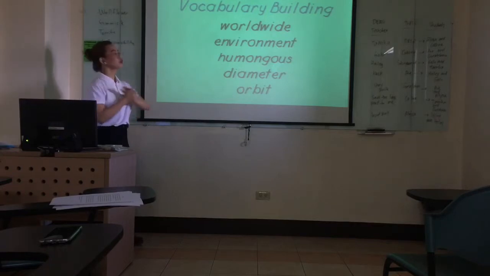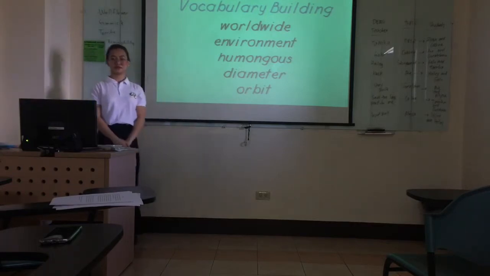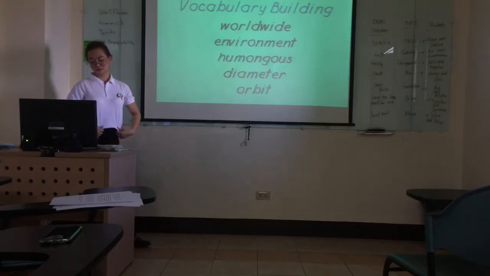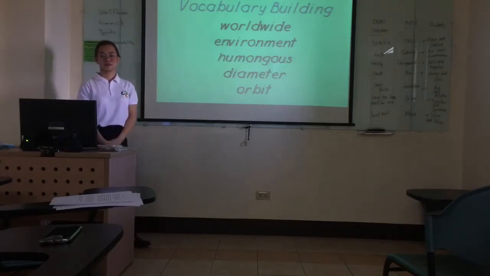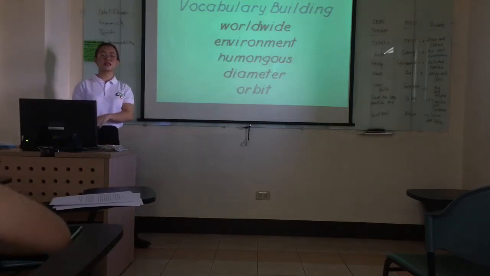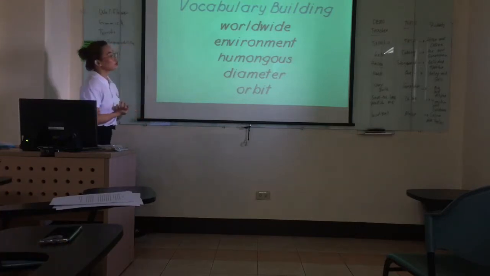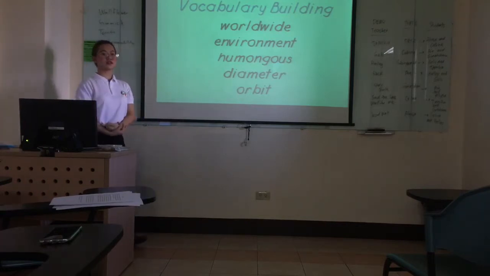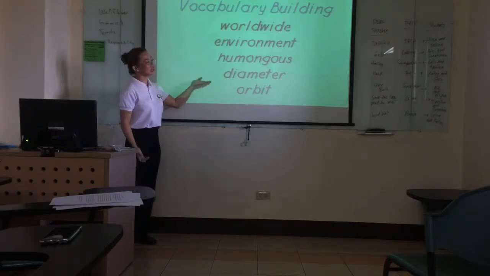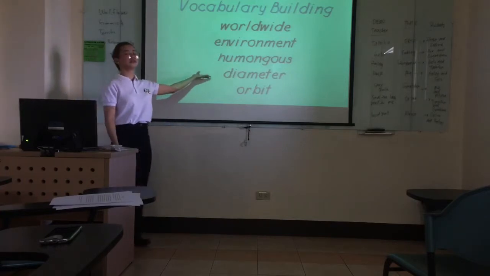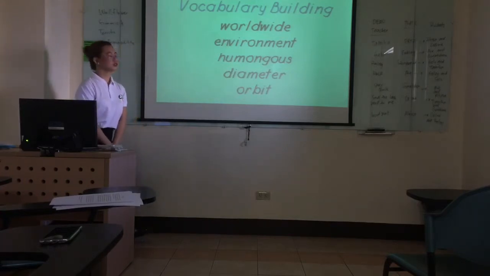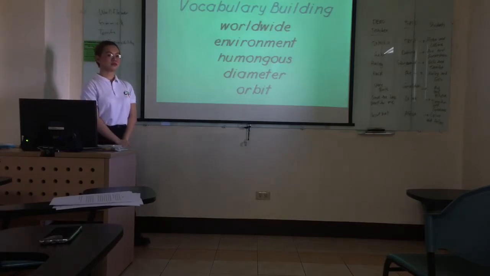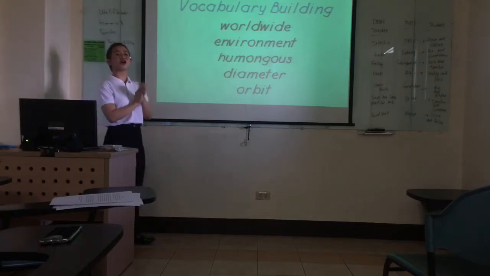Next, Hailey, what do you think is the meaning of environment? I think the meaning of environment is like where we live in, like house. Yeah, that's right. It is everything around you. Gretchen, can you give me an idea on what is the definition of humongous? That's right. It is extremely large. For diameter, who has an idea about the meaning of diameter? Yes, Angelo. We learned that in math. Diameter is the width or length across an object. Yeah, that's right. It is the length of a straight line through the center of an object.